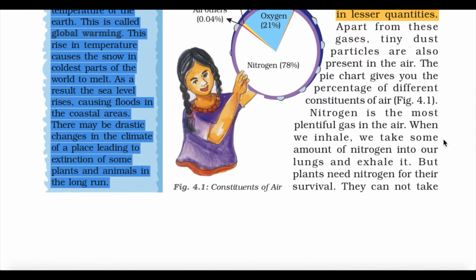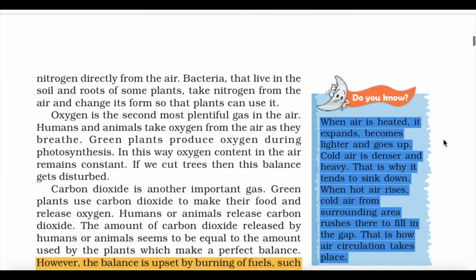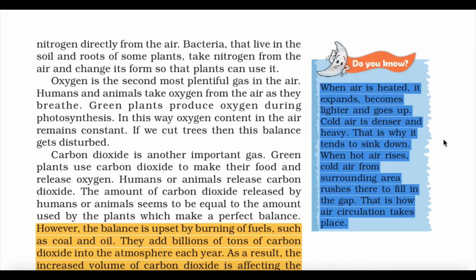Nitrogen is the most plentiful gas in the air. When we inhale, we take some amount of nitrogen into our lungs and exhale it. But plants need nitrogen for their survival. They cannot take nitrogen directly from the air. Bacteria that live in the soil and roots of some plants take nitrogen from the air and change its form so that the plants can use it.